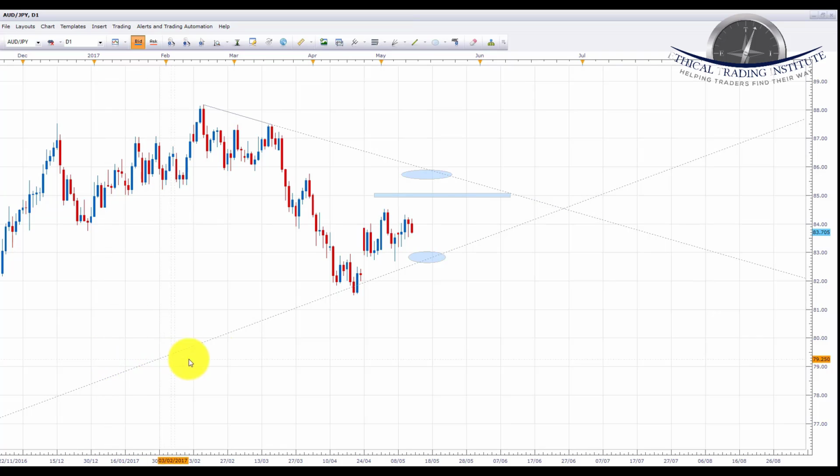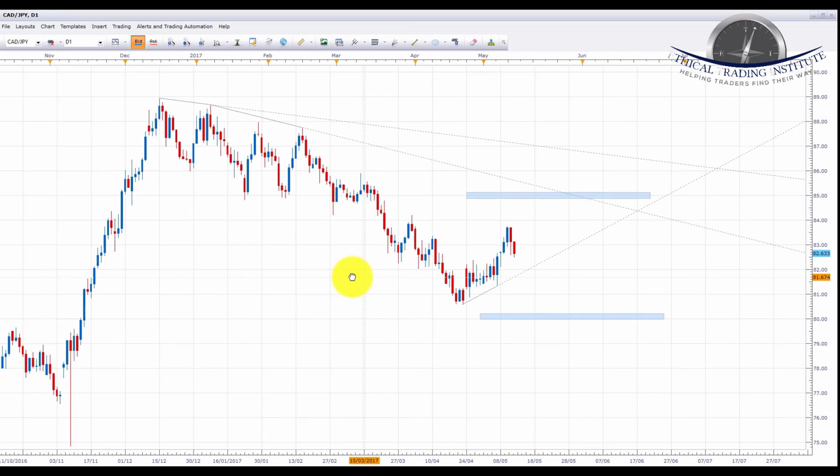So I do see this coming back to test the top of the wedge. The question is, is it going to come? Is it going to give us a chance to sell this down to the 8300 first? And if it does, then we'll be looking for longs from this position up to the 8500, as long as it stays in this wedge and above this upward sloping trend line.